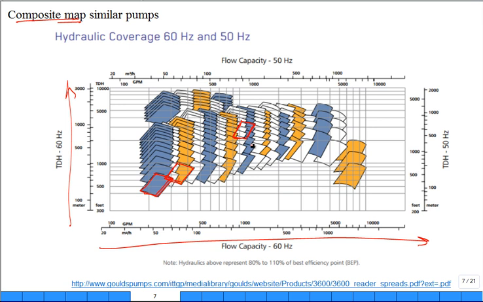But you get a sense of, oh, if I need this flow rate with this head, maybe I need to look at a pump that's in this vicinity. So it helps the engineer select the right pump for the problem. Okay. Notice they say they go from 80 to 110% of the best efficiency point. That's how they do the flow to determine that little rectangular shaped area on the map.